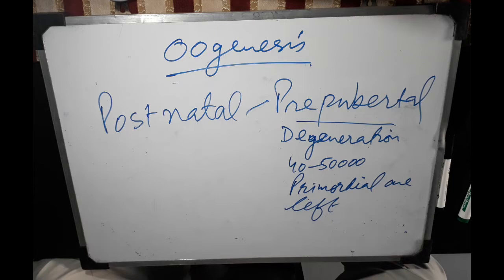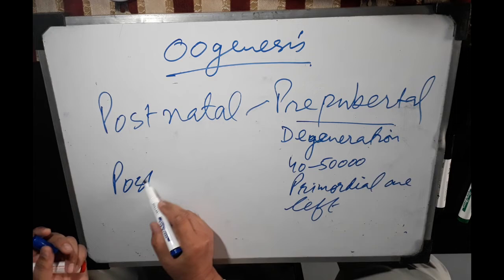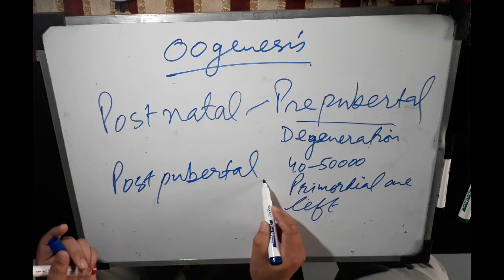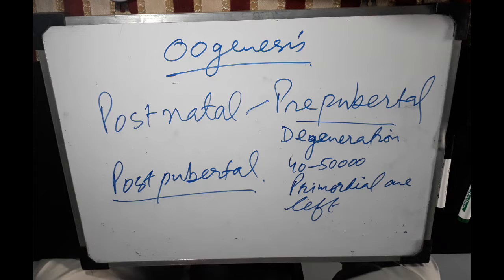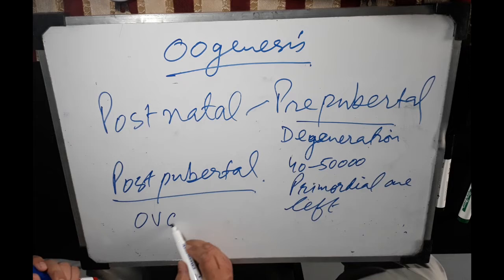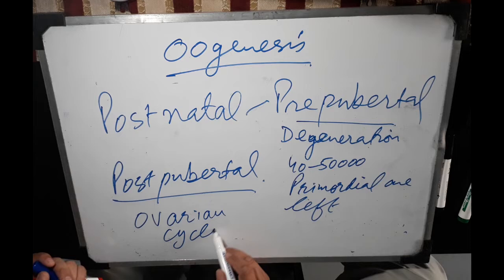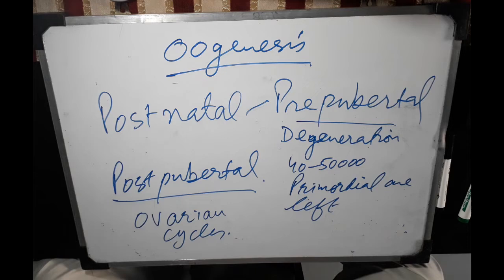Then the postpubertal, this is the important one. So a pool of 40 to 50,000 primordial follicles are dumped in the cortex of the ovary. So during this postpubertal period, ovarian cycles are started. Postpubertal means ovarian cycles.